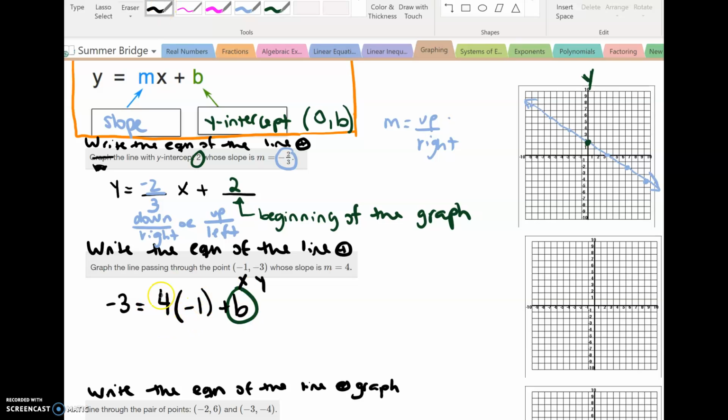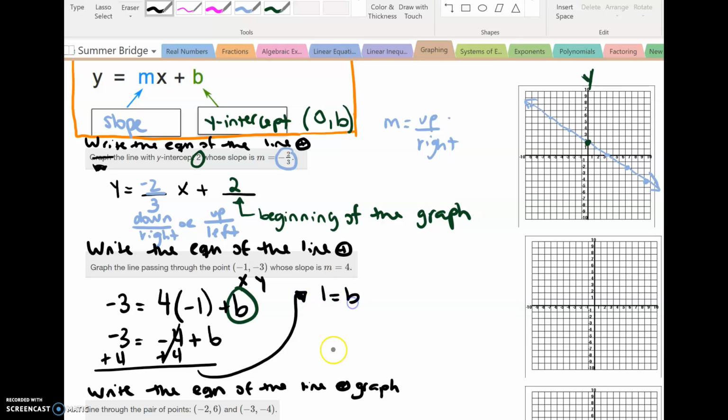So I'm going to multiply what I need to multiply, which is 4 times -1, which is -4. Then I'm going to add 4 to both sides. So I have 1 is equal to b, which means my slope-intercept form is going to be y is equal to my slope times x plus my b value, which is 1. That's my equation of the line. If I wanted to graph this, I'm going to start at the beginning, b, which is 1.